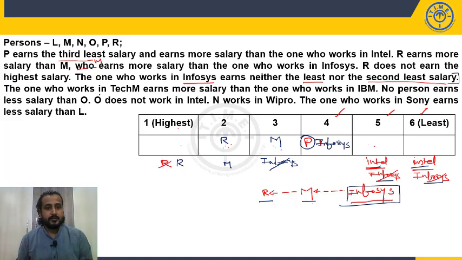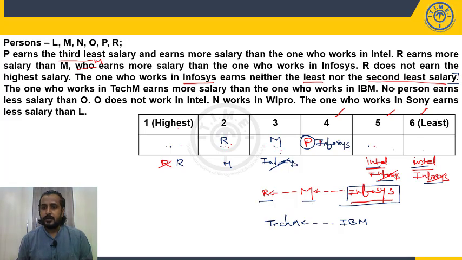Next, the one who works in Tech M earns more salary than the one who works in IBM. But we don't have a link with the given diagram. Do you have only two positions to freeze them? No, there are so many places for Tech M and IBM. So don't go for that.